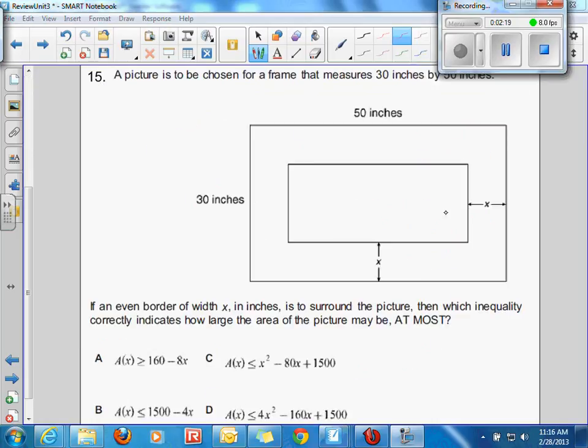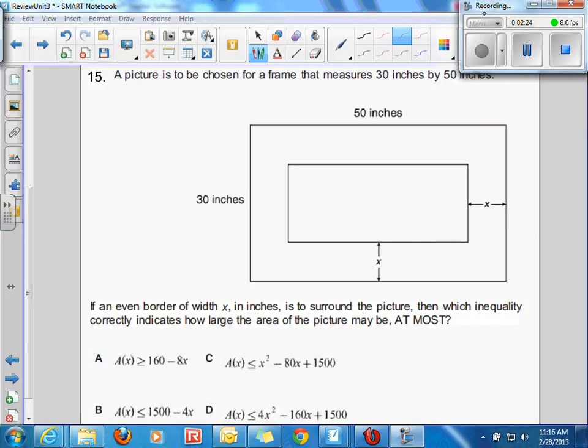On number 15, we have a problem about a picture in a frame. It says that the picture frame measures 30 by 50 inches. If we want to have an even border of width x in inches that surrounds the picture, then which inequality correctly indicates how large the area of the picture may be at most? So the picture has to be fitting within this inner rectangle.